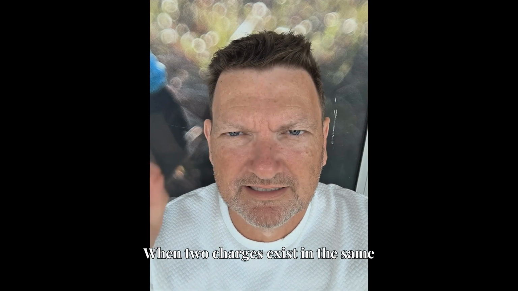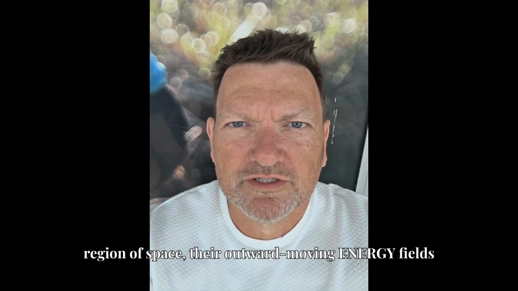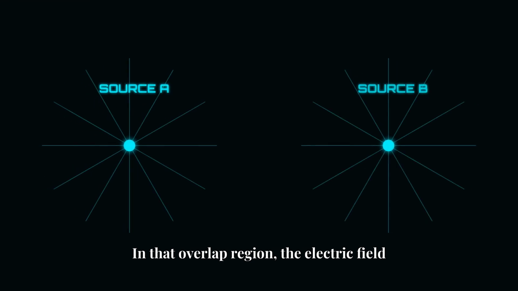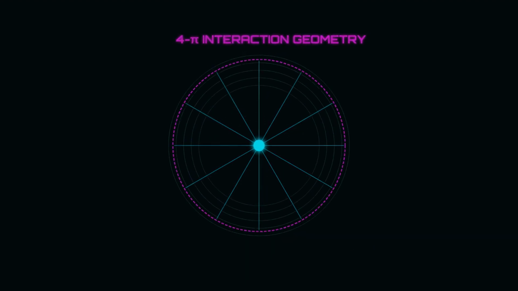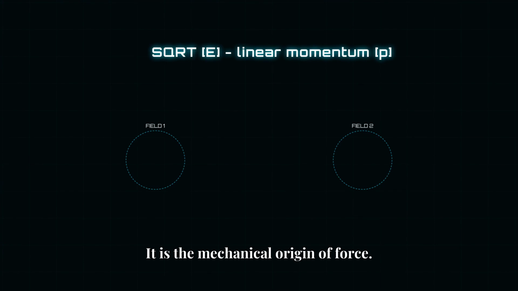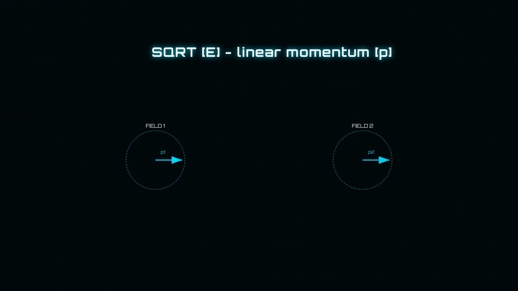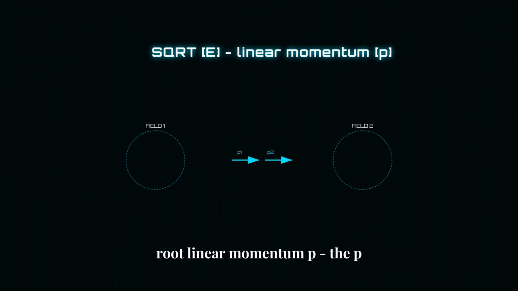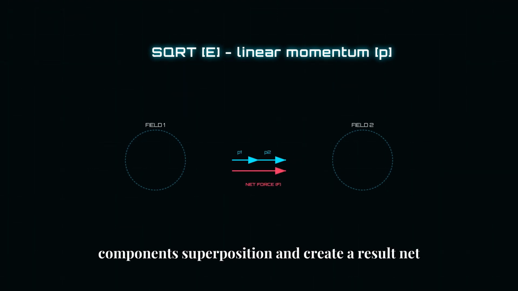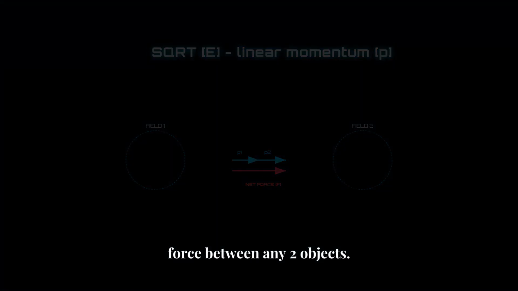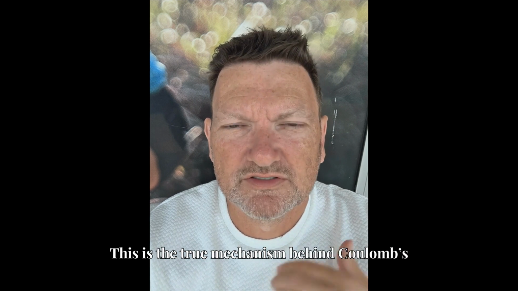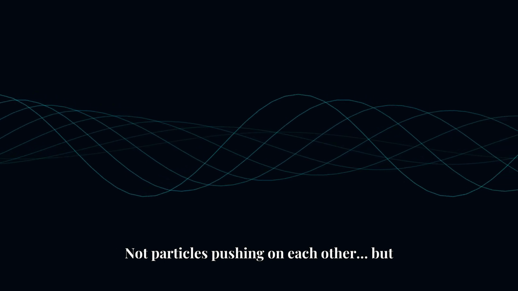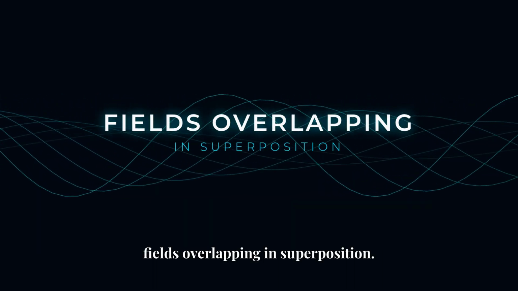When two charges exist in the same region of space, their outward moving energy fields overlap. In that overlap region, the electric field from source A and the electric field from source B combine into a 4π interaction geometry. This overlap is not symbolic. It is the mechanical origin of force, because each energy field possesses a square root linear momentum P. The P components superpose and create a net force between any two objects. The square root linear momentum components either add or subtract, align for attraction, oppose for repulsion. This is the true mechanism behind Coulomb's law. Not particles pushing on each other, but fields overlapping in superposition.